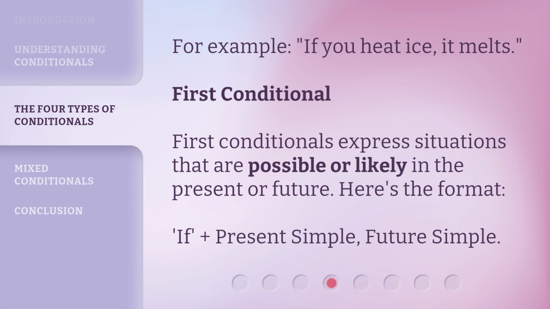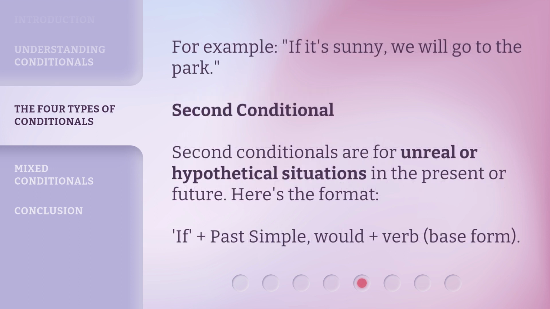First conditional. First conditionals express situations that are possible or likely in the present or future. Here's the format: if plus present simple, future simple. For example, if it's sunny, we will go to the park.